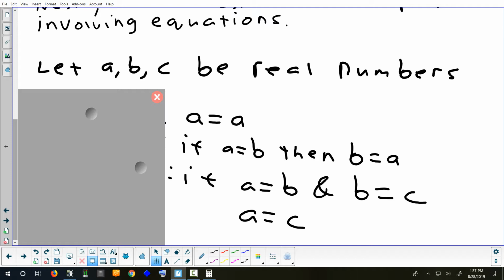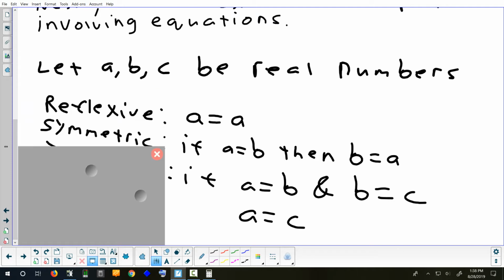Anyone remember what any of those 3 are called? Wouldn't the second one be reflexive? Well, that is one of the words we're going to use. We have reflexive. Anyone think they know what the bottom one is called? It starts with a T, right? Transitive. That's transitive. Let's look at it.